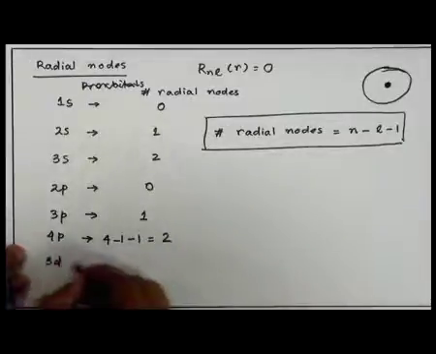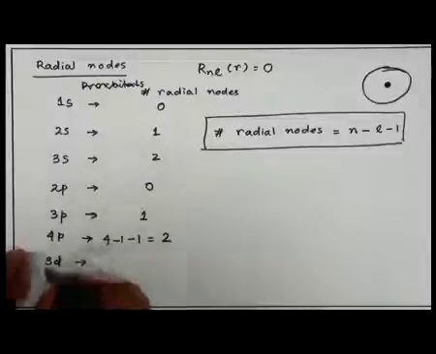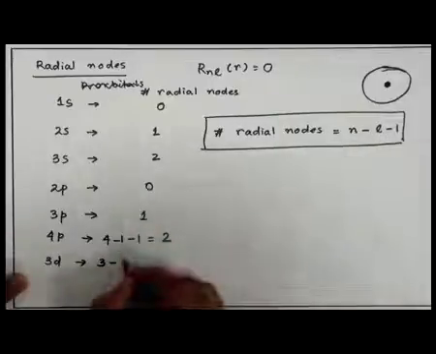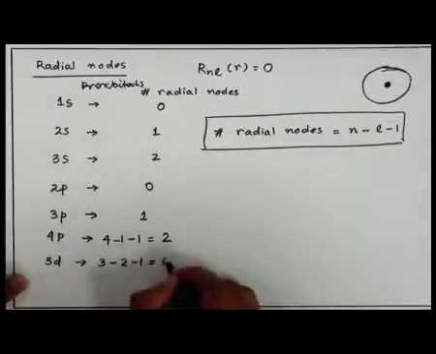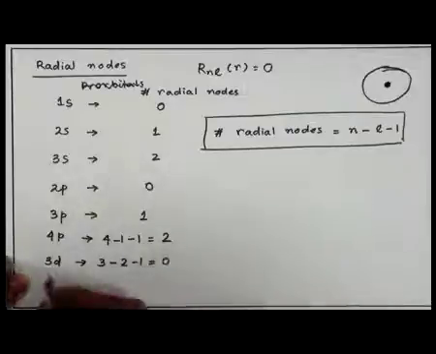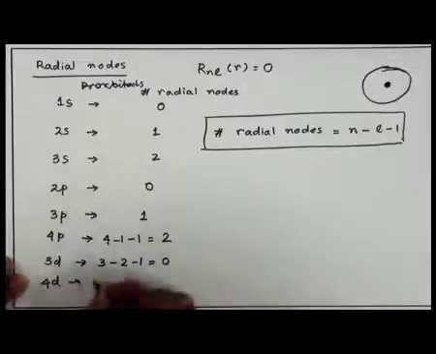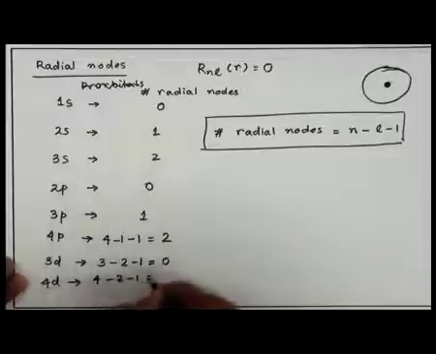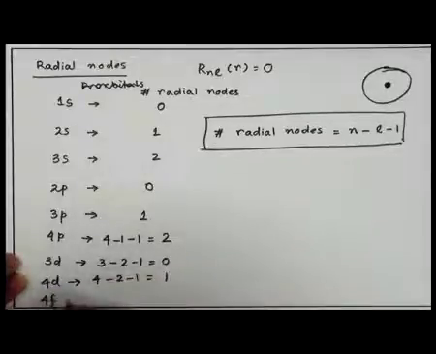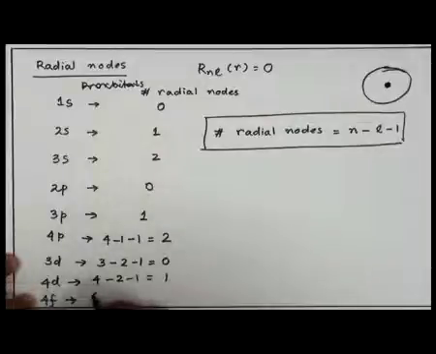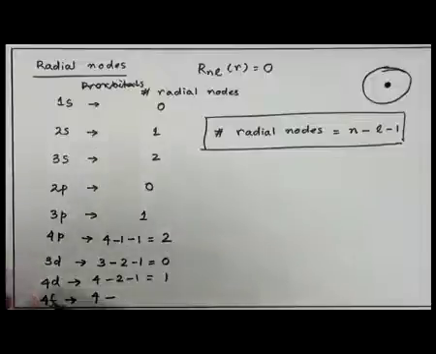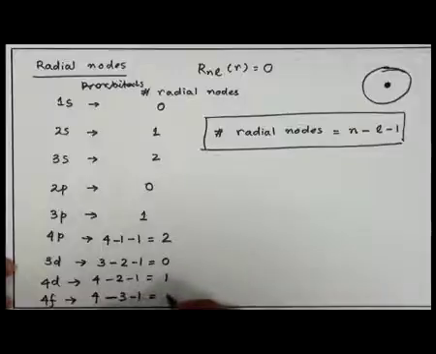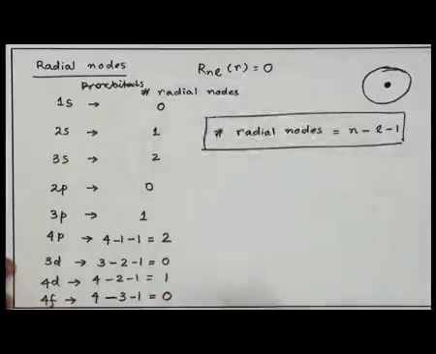What about 3d? In case of 3d, n is 3, and the d orbital signifies an l value of 2. So, 3 minus 2 minus 1 is 0. So, the 3d orbital has 0 radial nodes. 4d will have 4 minus 2 minus 1, which is 1, and the 4f orbital will have n minus l minus 1, since f corresponds to the azimuthal quantum number 3. So, 4 minus 3 minus 1, which is 0. So, this way we can calculate the number of radial nodes.